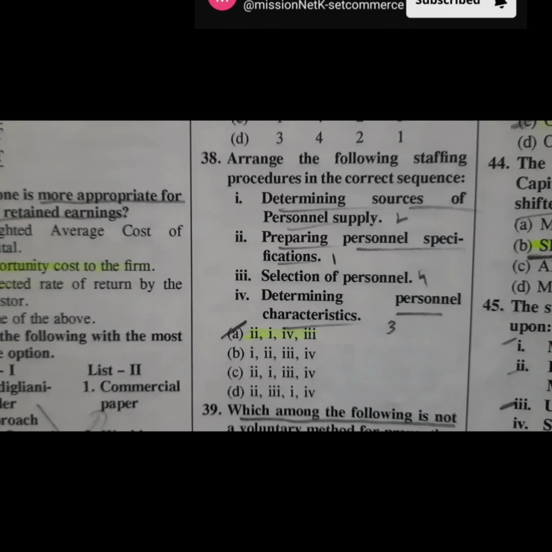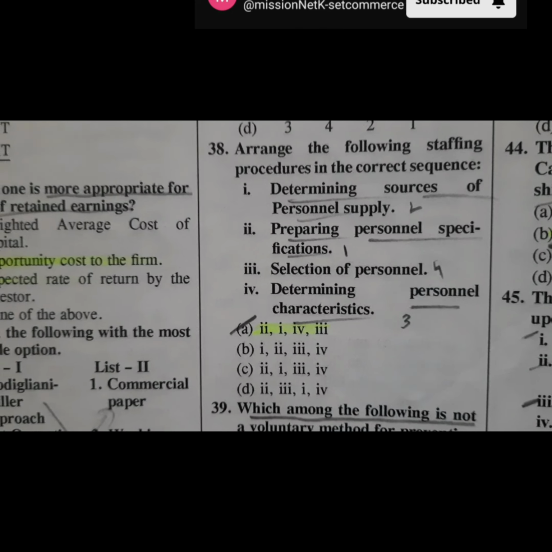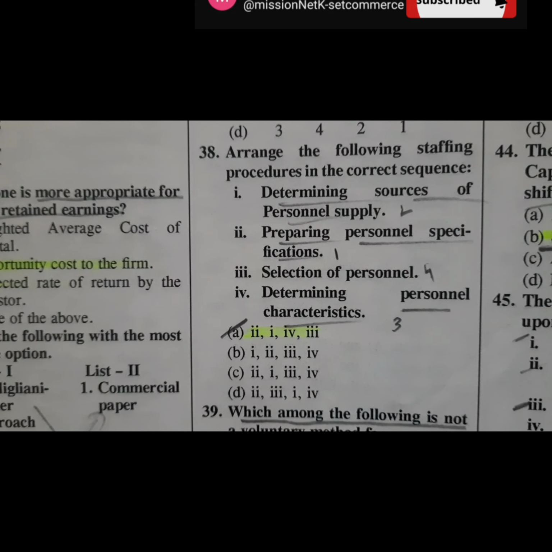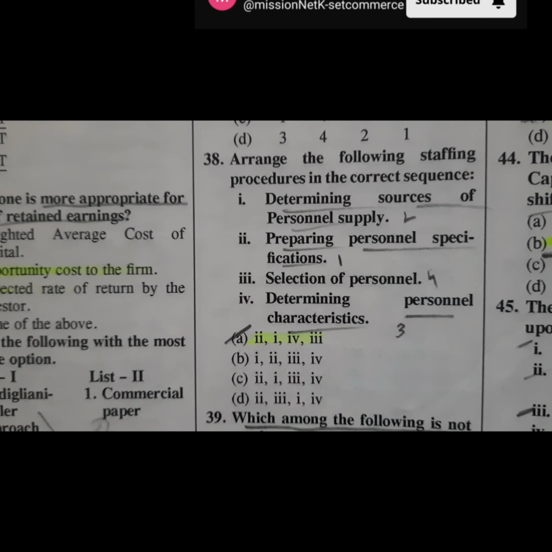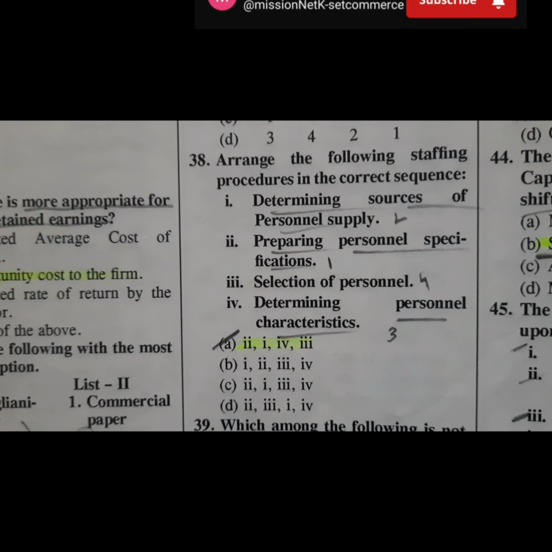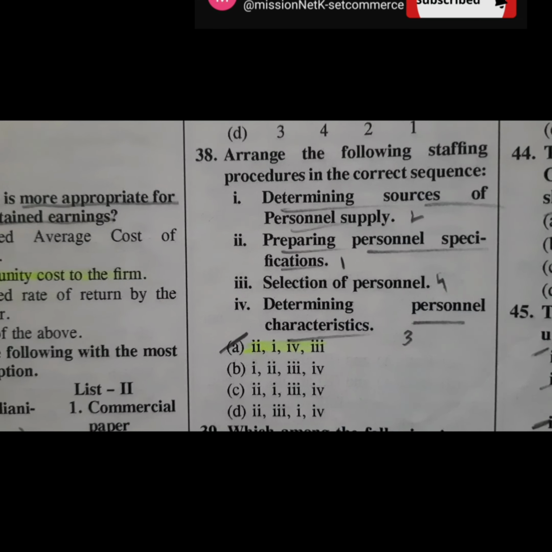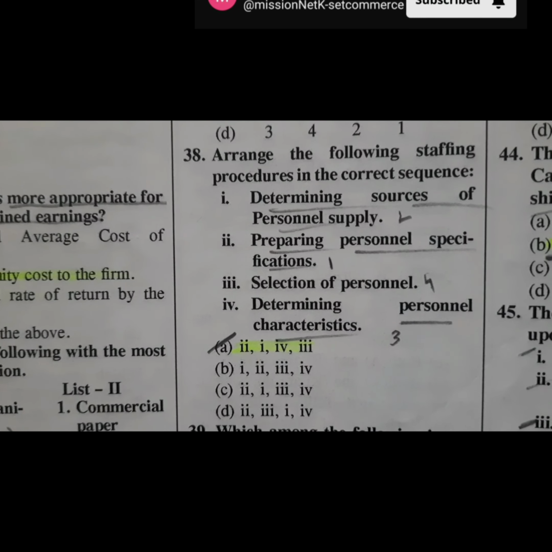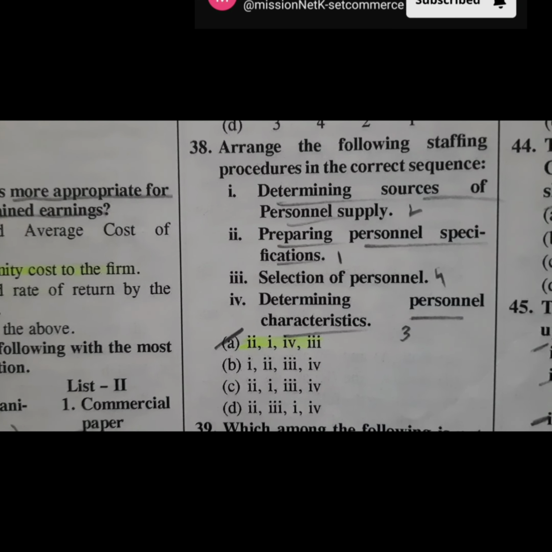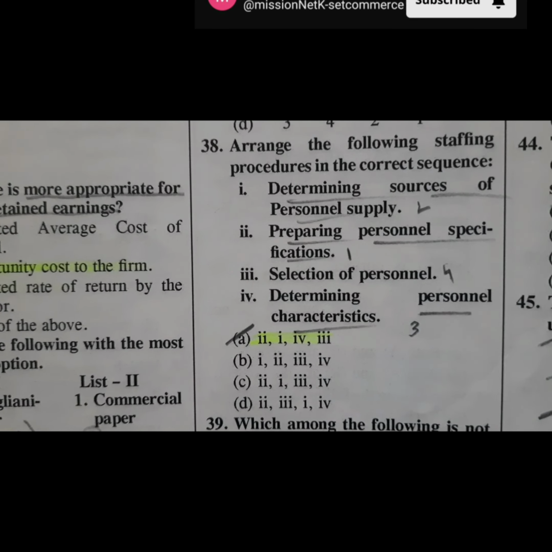Then the next question is, arrange the following staffing procedure in the correct sequence. Here sequence are given and options are given. The right answer is option A. The first sequence is preparation of personnel specification. Then the next one is determining sources of personnel supply. Then the third one is determining personnel characteristics. Fourth one is selection of personnel. These are the sequence of the staffing procedure.